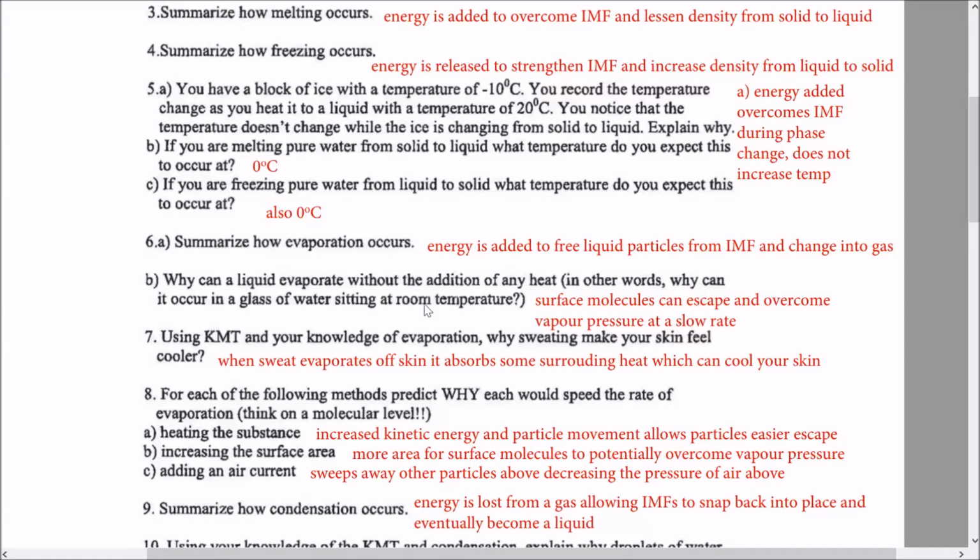Why can liquid evaporate without the addition of any heat? In other words, why can it occur in a glass of water sitting at room temperature? In a liquid, surface molecules can escape and overcome vapor pressure at a slow rate. If you want more clarification on this, I suggest you go to the video from yesterday because I had some images up of how that works. But basically, surface molecules can sometimes escape and become a gas even when the entire liquid isn't boiling.